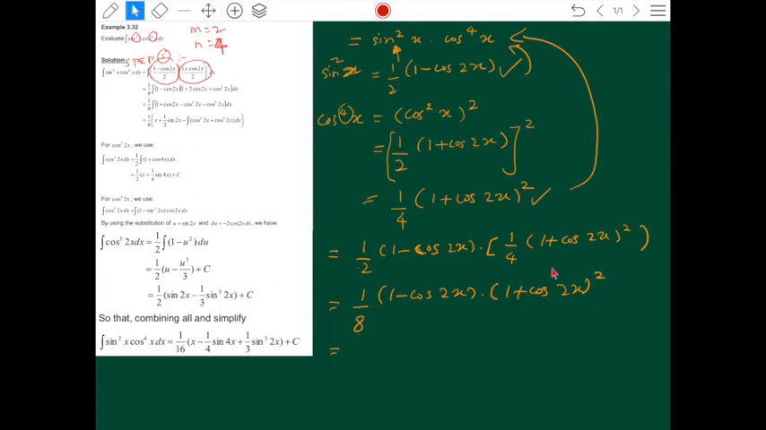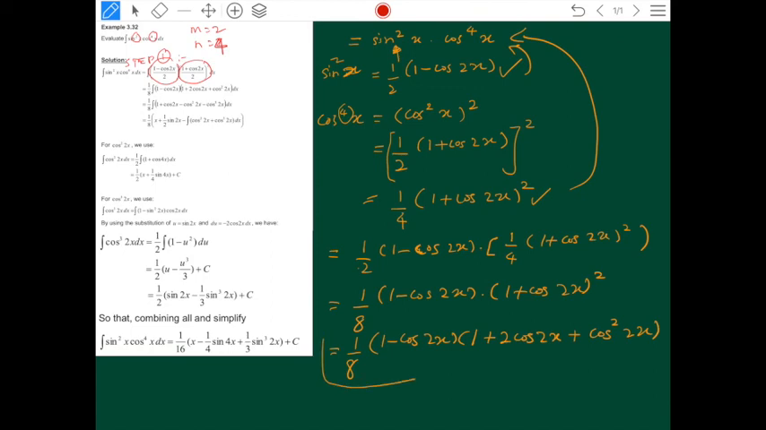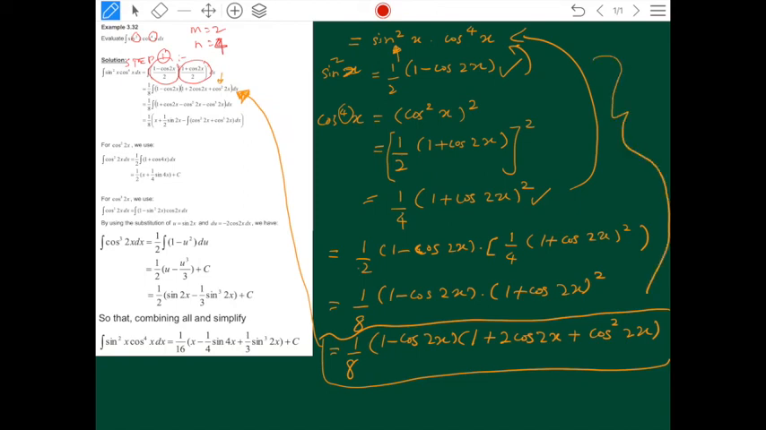Since this is in the form of a factor, you can expand it. So when you expand it, it will become 1 over 8, 1 minus cos 2x, times 1 plus 2 cos 2x plus cos squared 2x. So basically this is similar to what is in your module. In your module, it has been summarized and skips all this, but in reality you need to calculate like this to get into this. I hope that's clear.